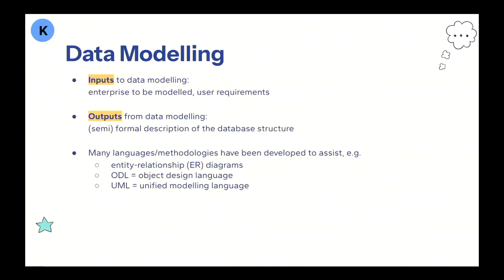And the inputs to data modeling are maybe the enterprise to be modeled or the user requirements. And the outputs from the data modeling process is a semi-formal description of the database structures. And there are many languages and methodologies developed to assist this data modeling process. For example, you can have ER diagrams. You can have object design language for those object-oriented databases. And you can even use UML to do data modeling.